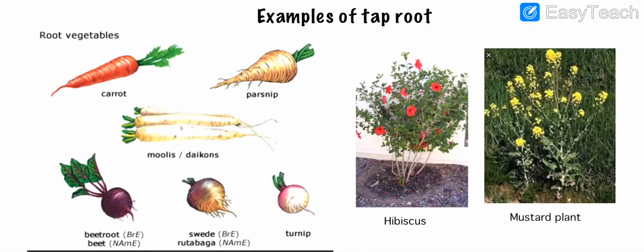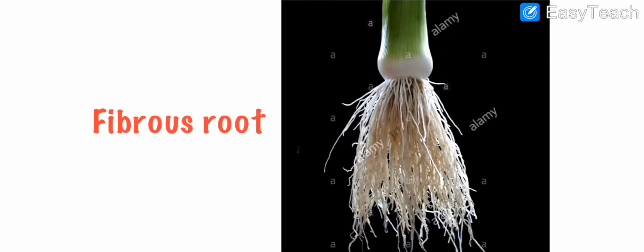Some common examples of tap root are carrot, beetroot, turnip, radish. The hibiscus plant, which you must have seen in India, is a very common plant in India, and it also has a tap root system. The mustard plant also has a tap root system.